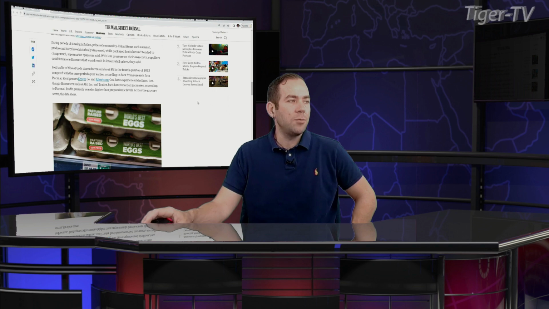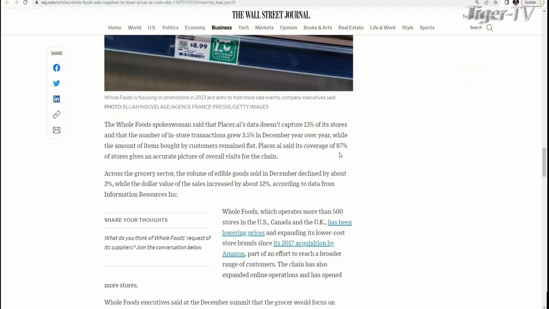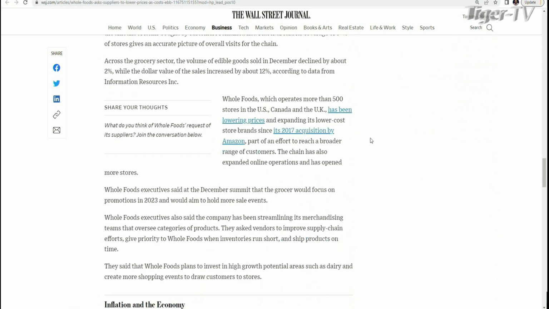Foot traffic to Whole Foods decreased 8% in the fourth quarter last year. Right? Check that out. You got Kroger and Albertsons have experienced declines too. I mean, you can't stop buying food, but you can be more observant of what you're doing and the money that you're spending in there. And looks like Amazon is aware of that, not surprising to say the least.